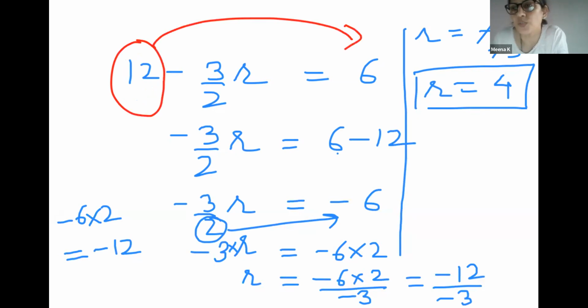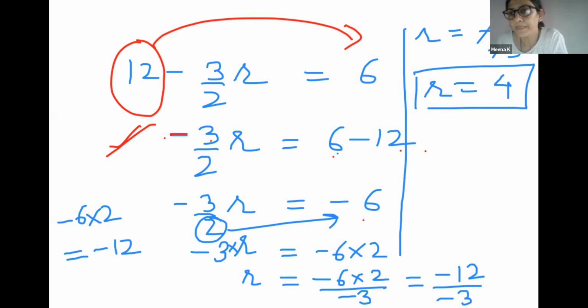Here it was plus 12. When I'm taking it to the other side, it becomes minus 12, right? So 6 minus 12. And what is left here? Minus 3 by 2 R is equal to 6 minus 12. First step is clear to everyone? Okay. Now 6 minus 12, I will get minus 6.